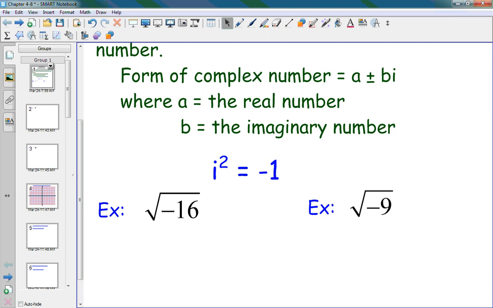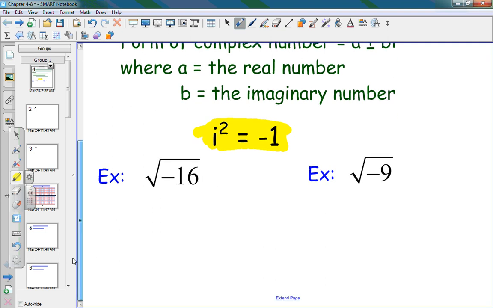Now, a is going to be the real number and b is going to be the imaginary number. Here's the kicker. This is extremely important. If you get nothing else from this video today, get the i squared equals -1. We're going to break this down into the number times -1 every time.